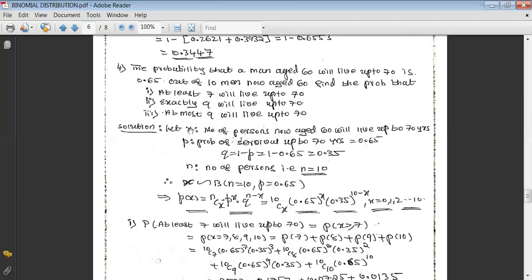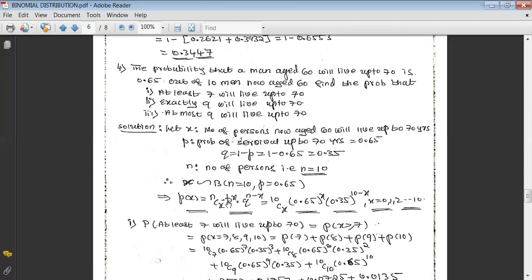Again, with respect to variable X, we observe all three situations: N is 10 and the probability of survival remains the same for all the 10 men, and for every man there are two possibilities: he may live up to 70 or he may not live up to 70. If he lives up to 70, we call it a success. If he does not live up to 70, we call it a failure. That's why we observe all three conditions of binomial, so we can confirm X is binomial with n equal to 10, that is the parameters, and p equal to 0.65.